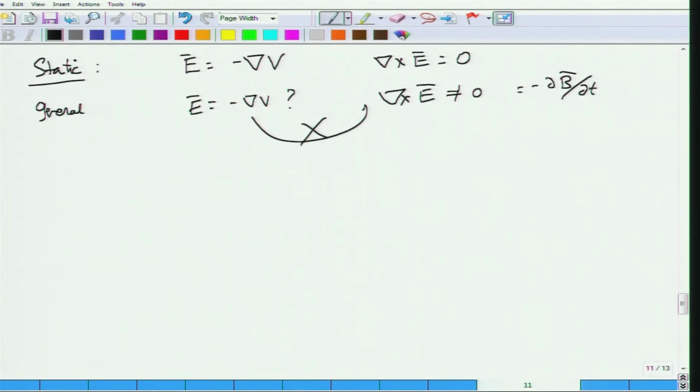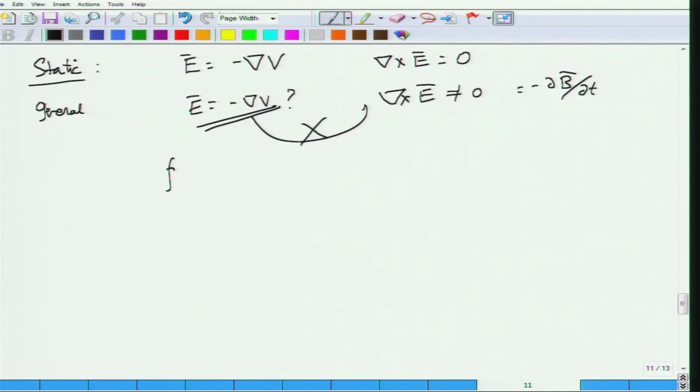The physical reason should be quite obvious. This potential function V was independent of time, it was only a function of spatial coordinates. So no matter how or what operation I do on this V, I will never be able to get the time variation. So clearly this equation needs to be modified. So how do I modify that equation?